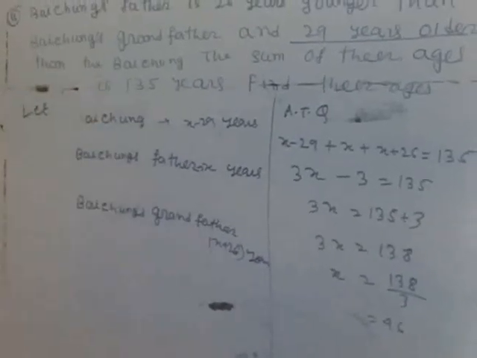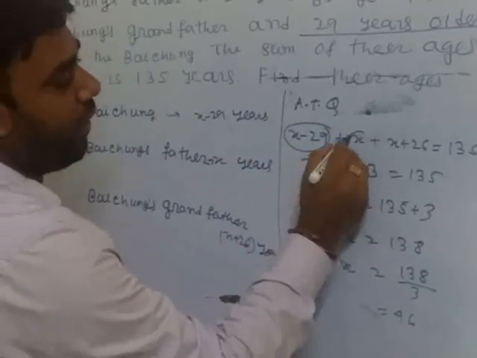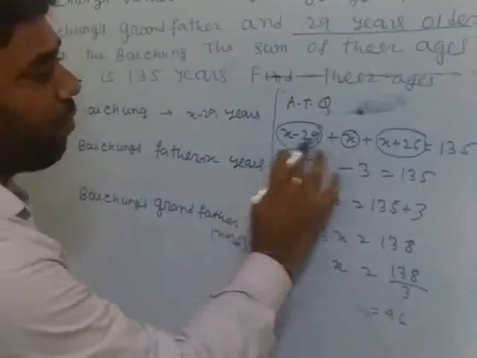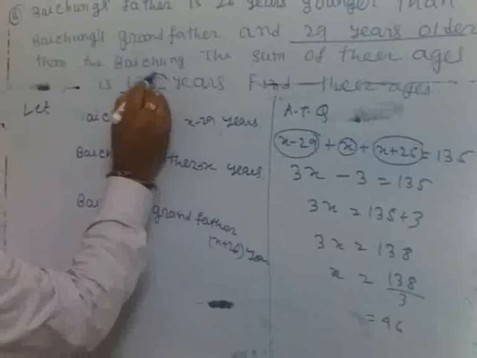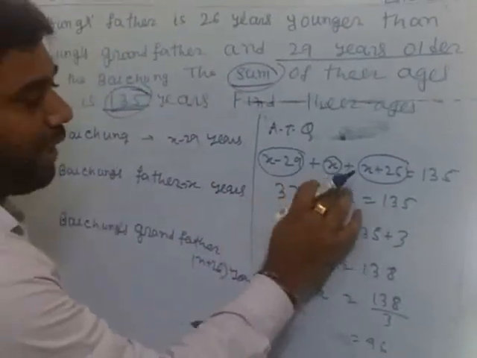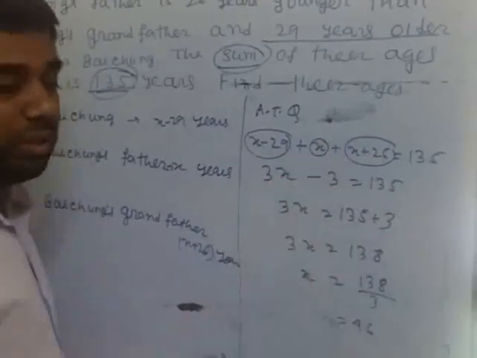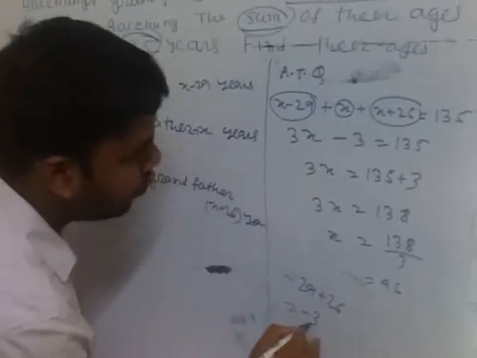Now, according to the question, the sum of their ages, that is Baichung's age, Baichung's father's age and Baichung's grandfather's age, is 135. Okay. Now, X plus X plus X, that is 3X. Minus 29 plus 26, that is minus 3.